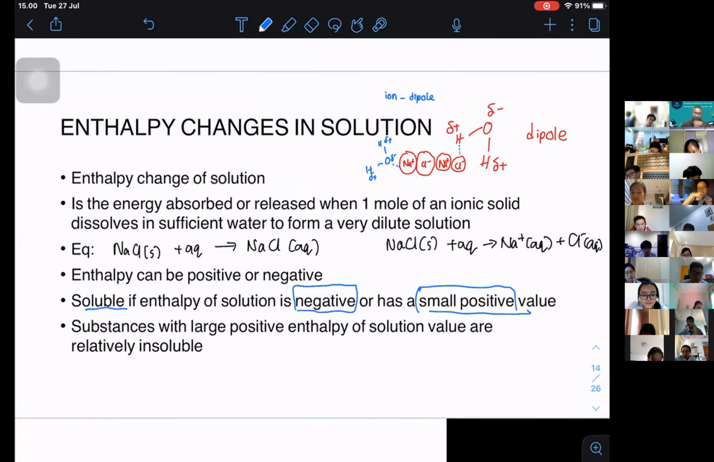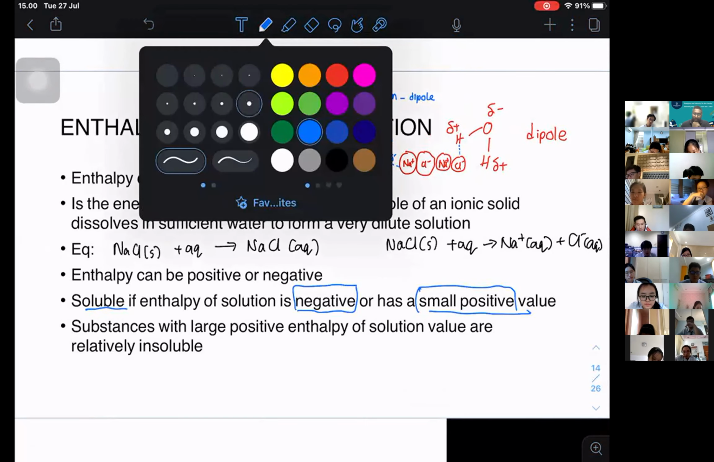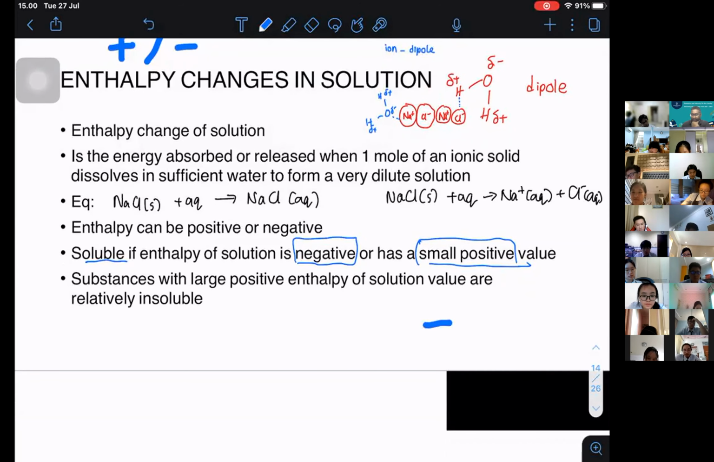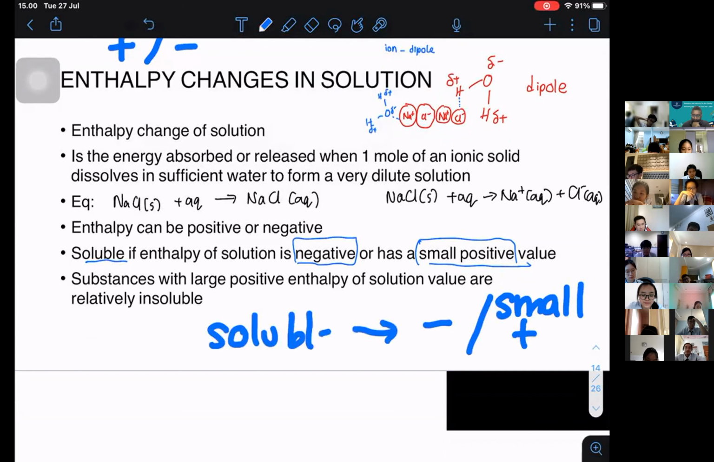The first thing you need to take note of is that your enthalpy of solution can be both positive or negative. But what is so important, what we can actually predict from this positive and negative? If it's negative or small positive, then they are soluble. This is important. This is actually the summary from the slide.